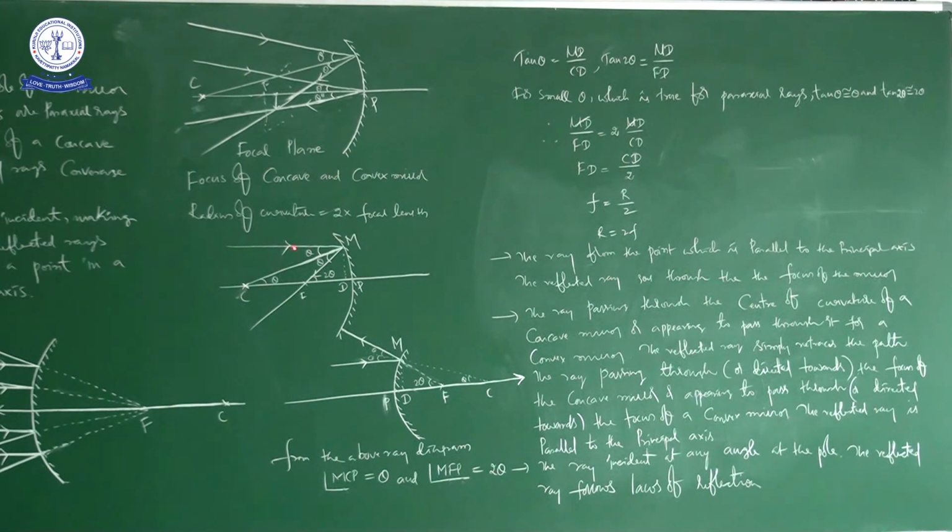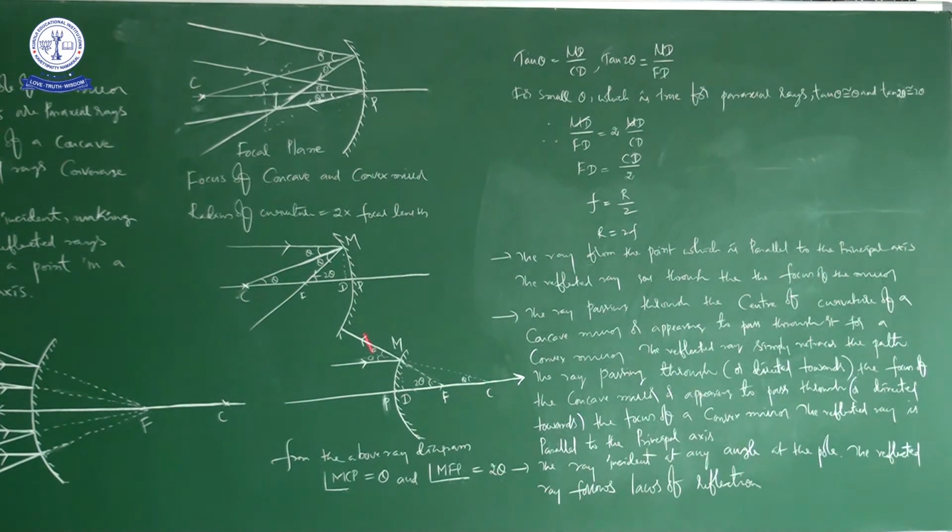So the law of reflection: the angle of incidence equals the angle of reflection. If it is theta, this is also theta. So geometrically, when it is theta, this is also theta, so here it will be 2 theta. This is theta plus theta, 2 theta. When it is 2 theta, this is also 2 theta, right? It is for the concave mirror.